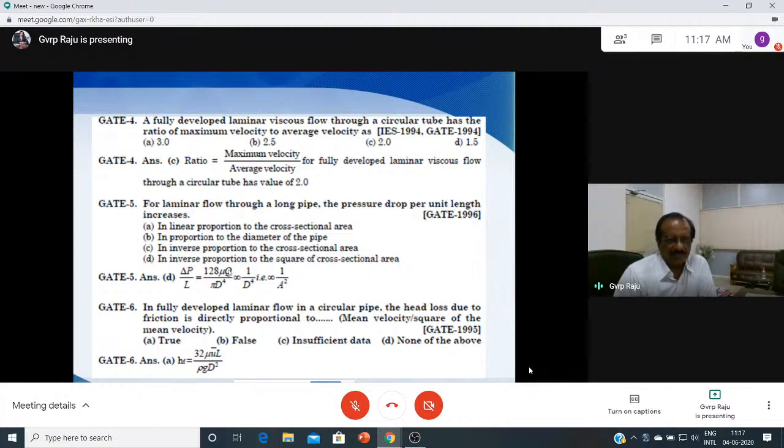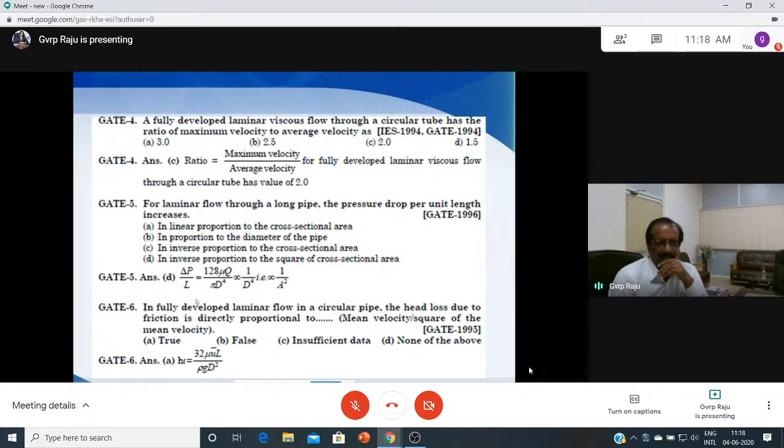So it is proportional to 1 by d to the power 4, and d to the power 4 means area square, since the area is pi d square by 4. So this is inversely proportional to the square of the cross-section area. The pressure drop is 32 mu V L by d square, and V can be converted to Q by pi by 4 d square, and 4 into 32 gives the same equation. In place of V he has taken Q by A, because you need a relation with d to the power 4, which is area square. So this is inversely proportional to the square of the cross-section area. The answer is D here.